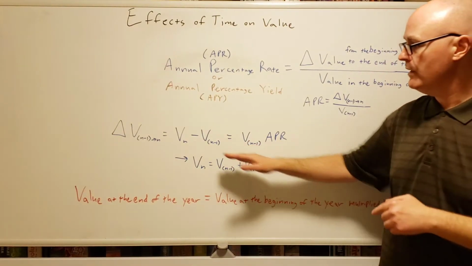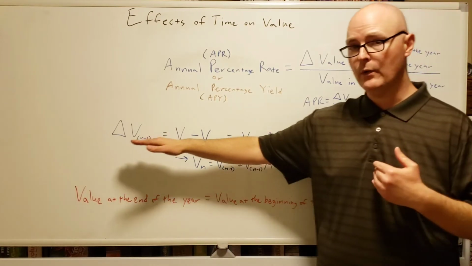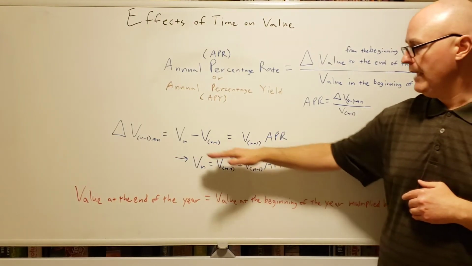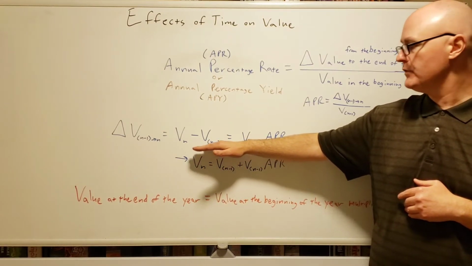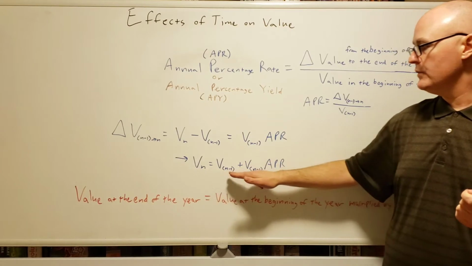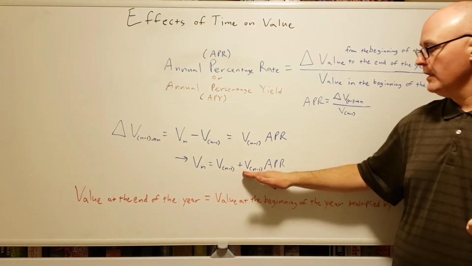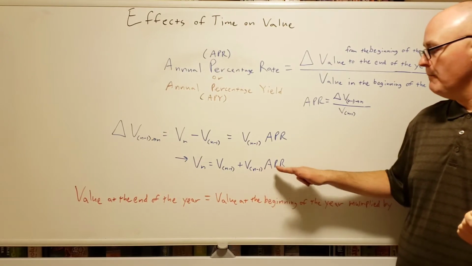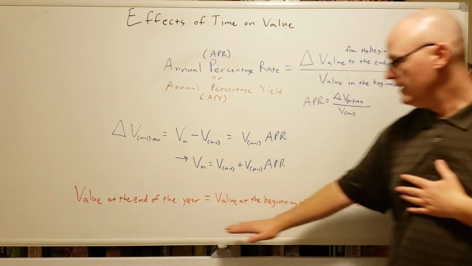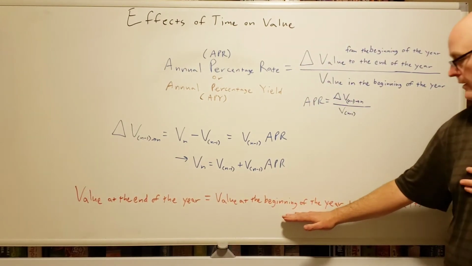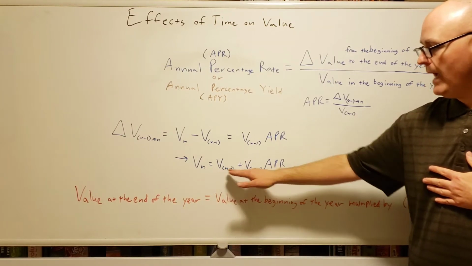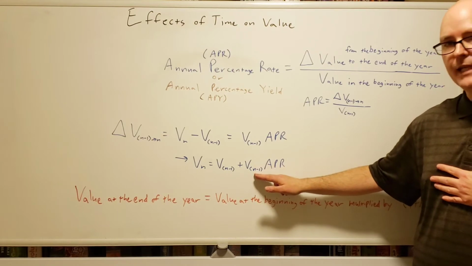All right, I can rearrange these two equations. Okay, so remember, they're equations, so all of these things are equal. This expression is equal to this expression. Therefore, if I added the value at the beginning of the year to both sides of this equation, I get the value at the end of the year is equal to the value at the beginning of the year plus the value of the beginning of the year multiplied by the APR. Another way to express this is in words. Value at the end of the year is equal to the value at the beginning of the year multiplied by 1 plus the APR. If I took this expression and I divided by the value at the beginning of the year, I end up with 1 plus APR.